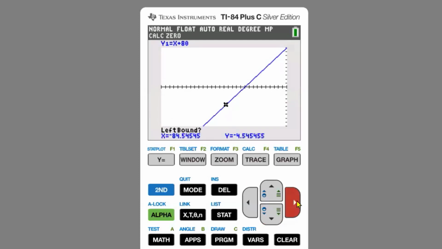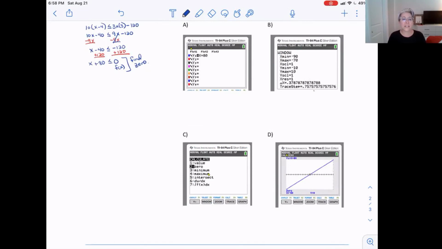And we've done this before. Left bound, enter. Right bound of that 0, enter. We want it to guess somewhere in that interval. And hey, look, we got our 0 at negative 80. So again, here's some windows just to kind of help you remember how we did.